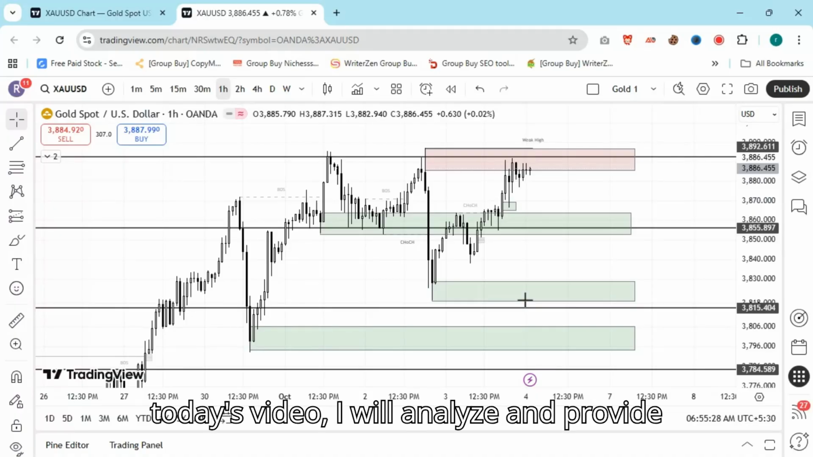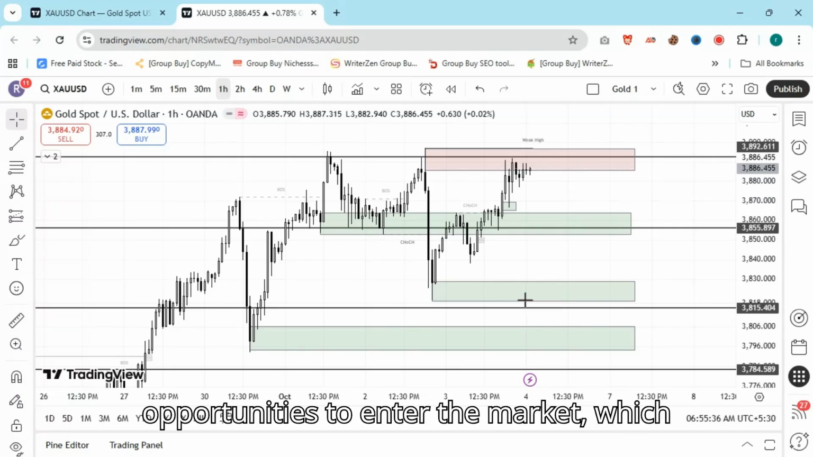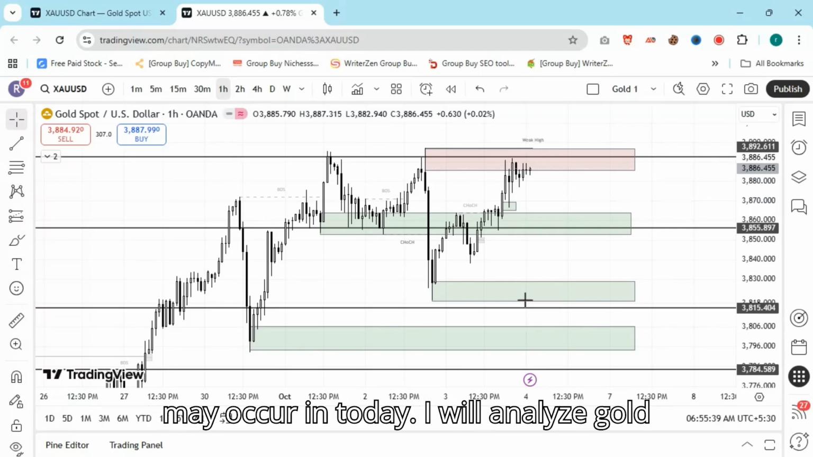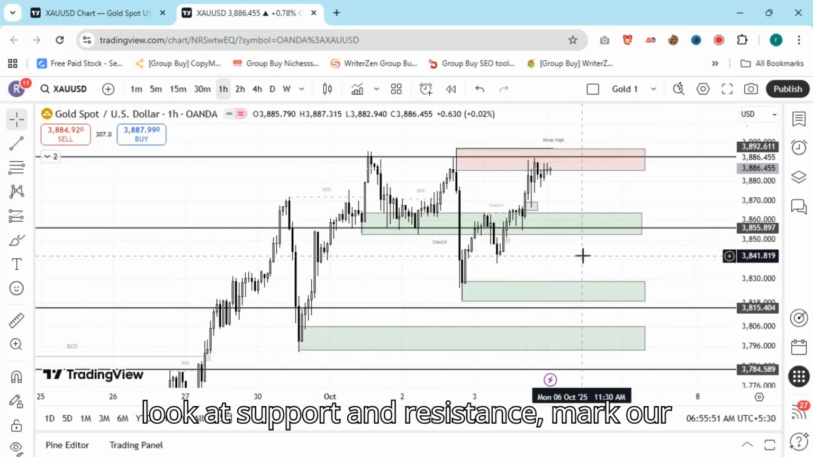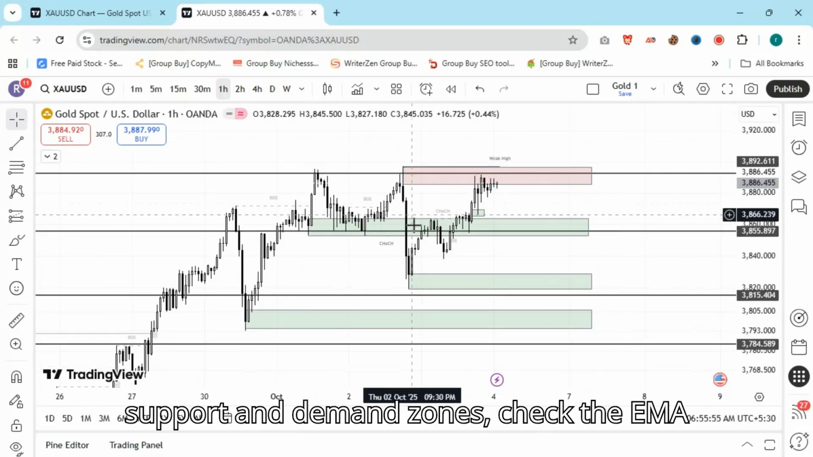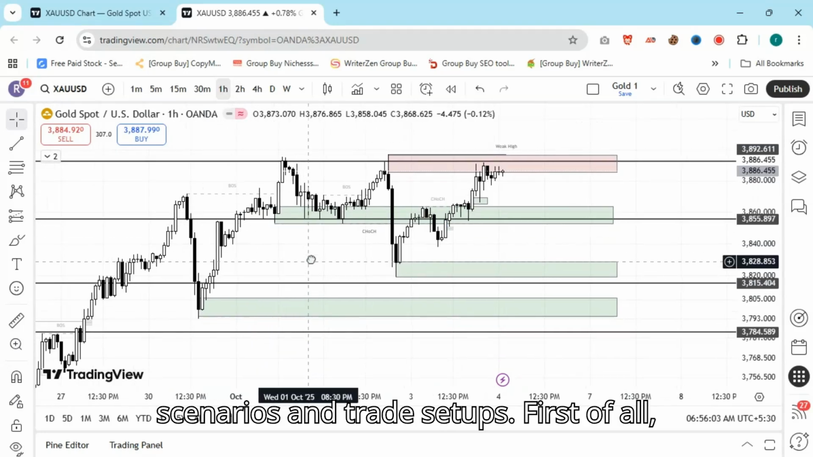In today's video, I will analyze and provide you with the best buying and selling opportunities to enter the market, which may occur today. I will analyze gold using a multi-time frame chart. We will look at support and resistance, mark our support and demand zones, check the EMA trend, and finish with possible market scenarios and trade setups.